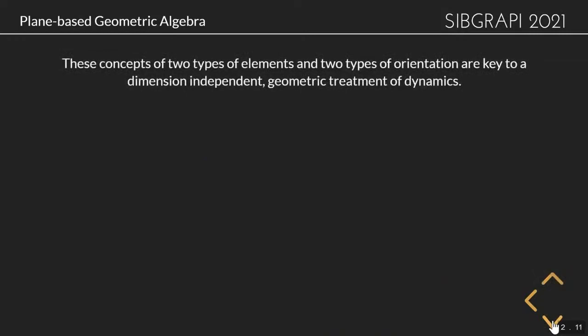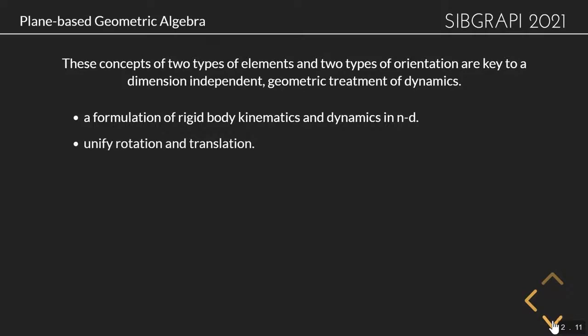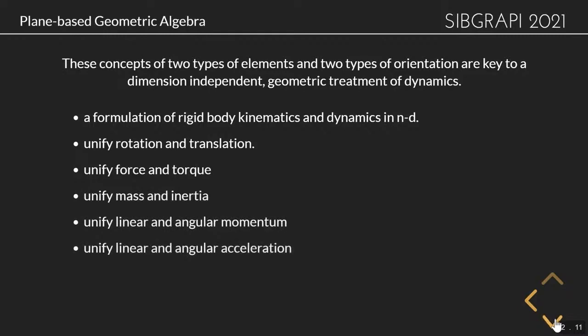It is particularly important, and all of the concepts that I've talked about in this episode are particularly important if we want to have a dimension-independent geometric treatment of dynamics. And so that's what we'll talk about now. Let's first make a little overview of what we want. We want rigid body kinematics and dynamics in any number of dimensions. We, of course, want this unification of rotation and translation. But we also want to unify all of these other concepts from classical mechanics: force and torque, mass and inertia, linear and angular momentum, linear and angular acceleration, and velocity.